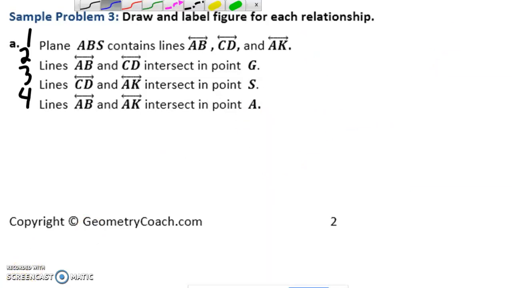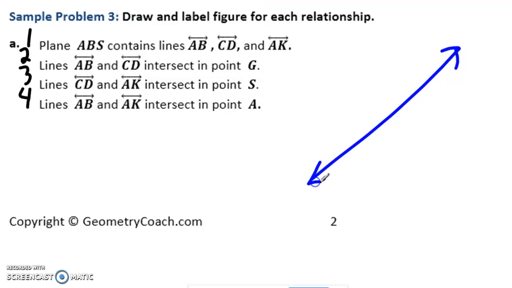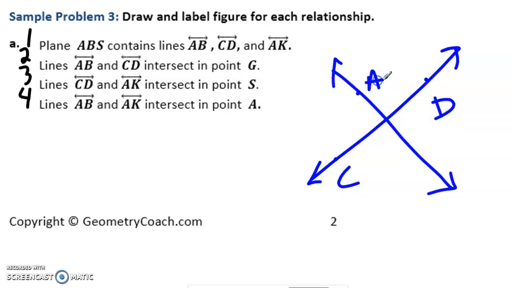So number 3, CD and AK intersect. It's very similar to what we just did. Here's my C and there's D, and it's going to intersect with another line that is AK. And where they intersect is point S. Right there. Good? All right, try number 4.